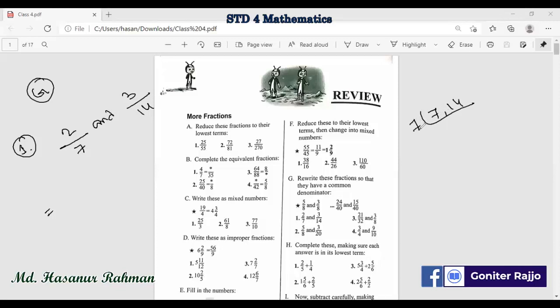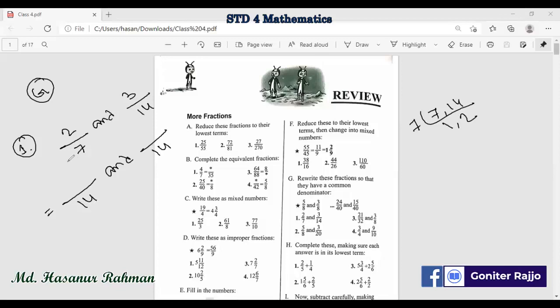So 7 divided by 7, that is 1. 14 divided by 7, that is 2. So LCM is 7 times 2, that is 14. Okay, so LCM is 14. So we are converting this 7 into 14, and 14 is already there.